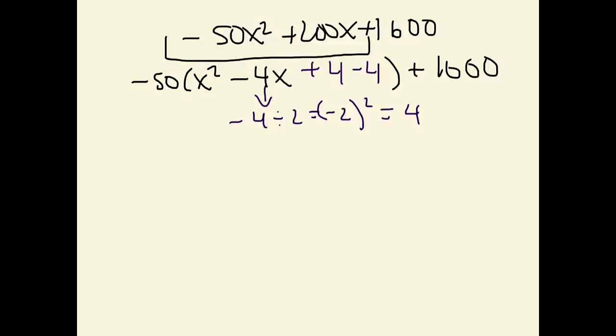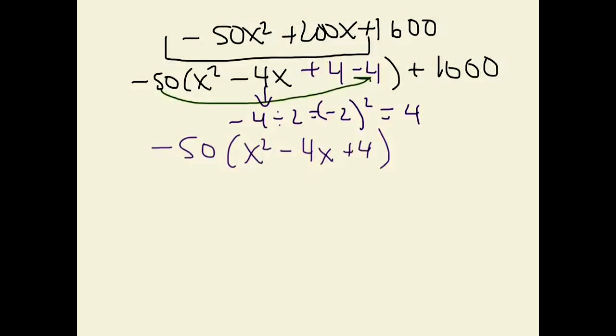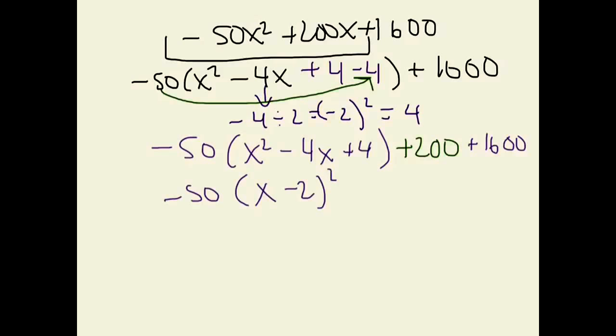So now I want to focus on my perfect square trinomial. So I have negative 50 times x squared minus 4x plus 4, and I want to close the brackets there. Now outside the brackets it would appear I would add a negative 4, but really I have to remember it was negative 50 times negative 4. So really what goes outside the brackets is 200. And to that, I'm going to combine it with the 1600, so plus 1600. So now I have a perfect square trinomial, which I will factor. So the square root of x squared is x. Half of negative 4 is negative 2, all squared.